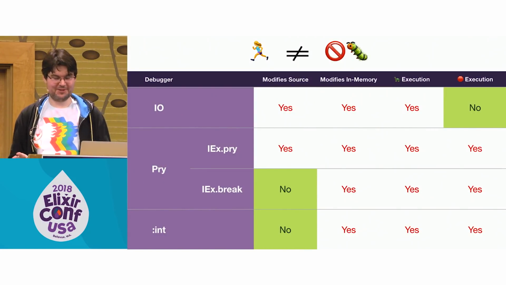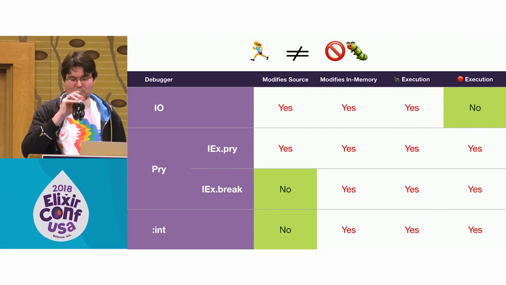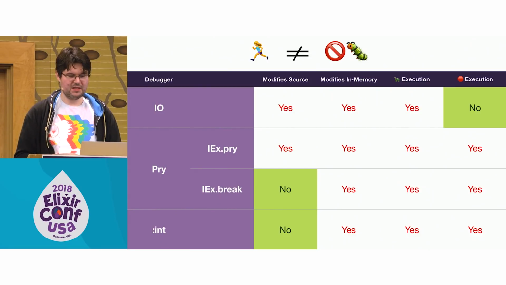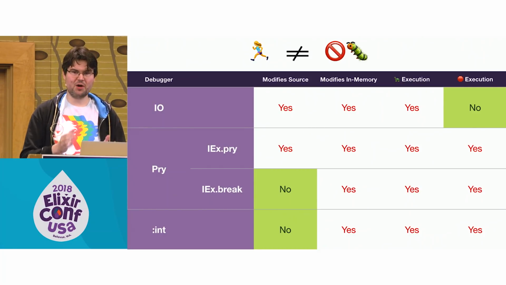That was a whirlwind dungeon crawl, and that's why I used the ghouls and ghost image. So let's review why you can't debug the code you run. For IO and IEX break, you can see you're modifying the source, so you're obviously not running the same code. But for all the ones where you don't edit the source, you edit the in-memory representation, so you're also editing the code.